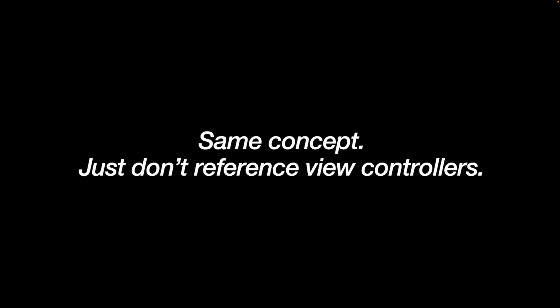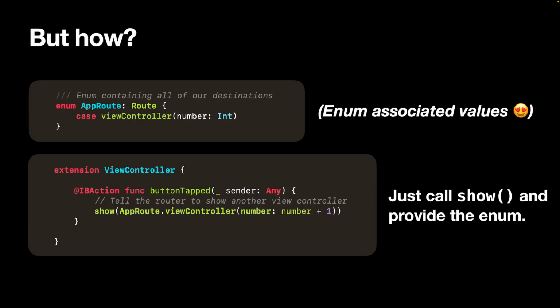So all we really have to do here is take the same concept as the show function from UIViewController, but make it semantic. Instead of directly referencing a view controller, I just say I want to show a detail view controller, and then the router can do that for me. The idea is that instead of directly referencing a view controller, you abstract it with some kind of intent, in this case, just an enum.